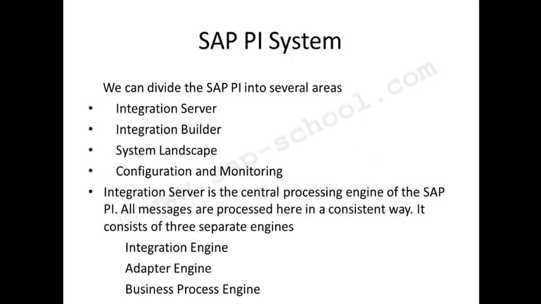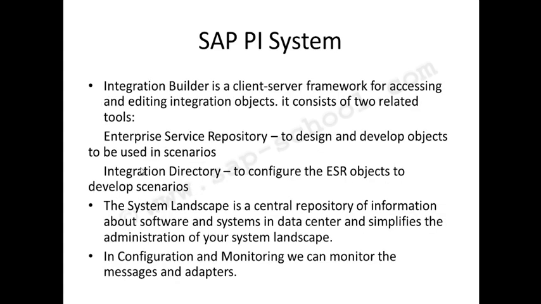Now the SAP PI system can be classified into several areas. The first one is the integration server. The integration server is the central processing engine of my SAP PI. All the messages which we exchange between different systems are processed in the integration server. It can be further divided into three separate engines, that is the integration engine, adapter engine and the business process engine.